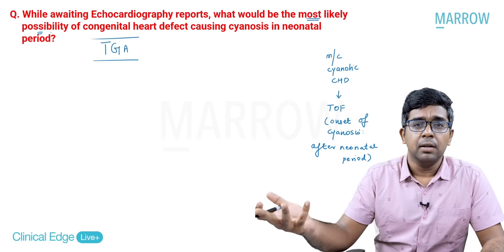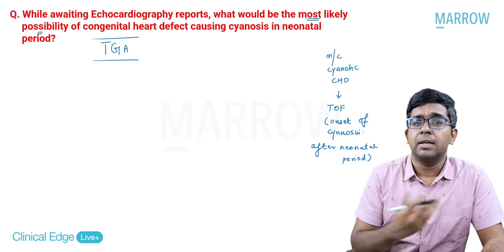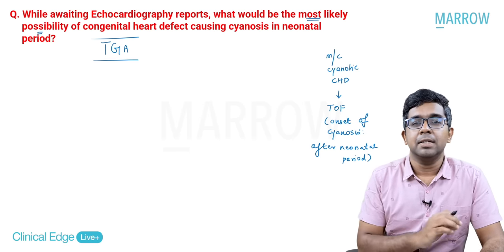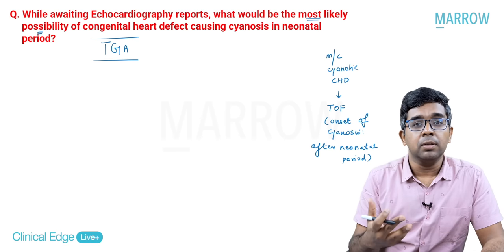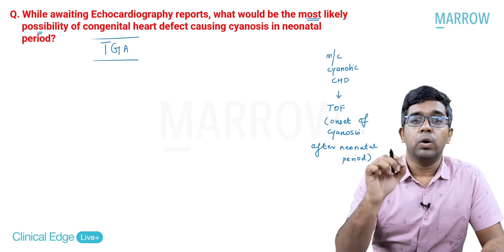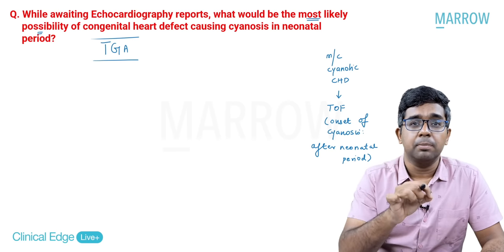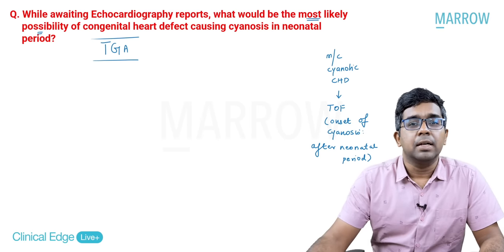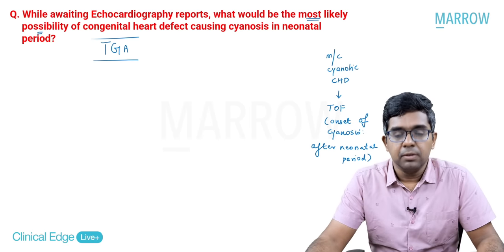It can be any other congenital heart disease also, like tricuspid atresia, TAPVC and all. But the most likely possibility is TGA, because among the cyanotic congenital heart diseases, the one which presents with cyanosis in the neonatal period most commonly is TGA, and hence the answer for this question. That is about the clinical vignette number 15.